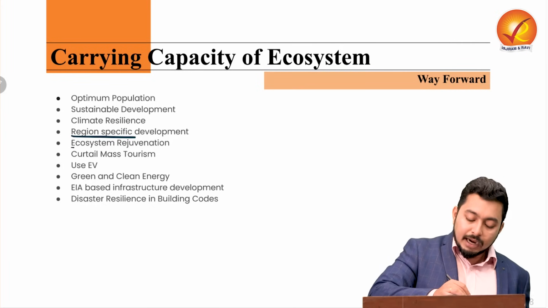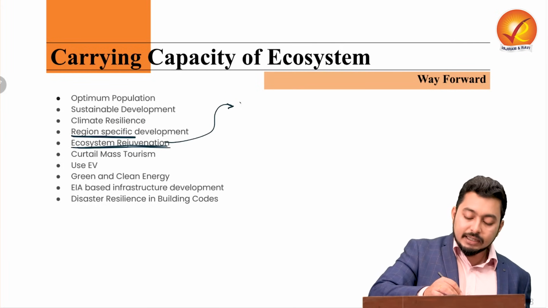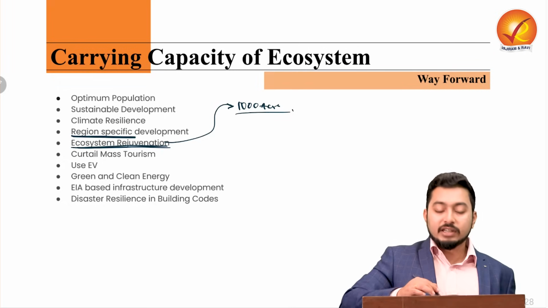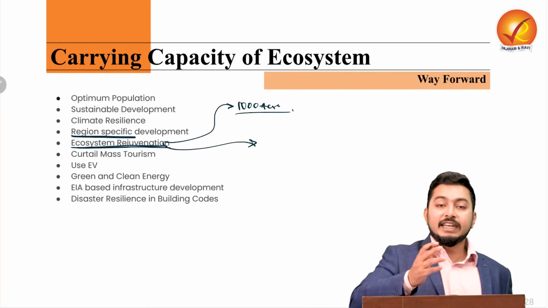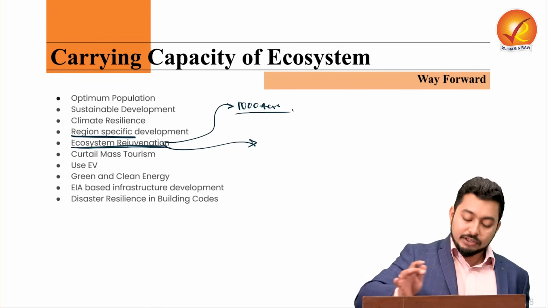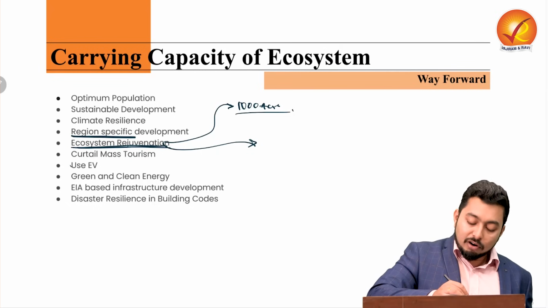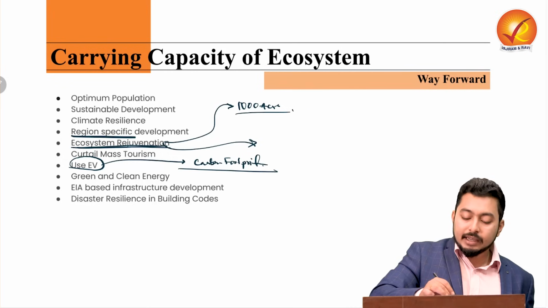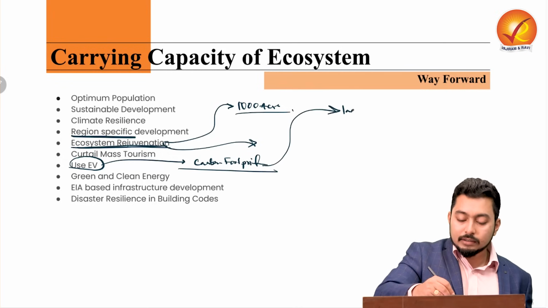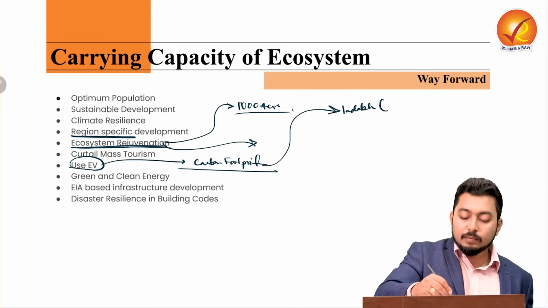And then the idea of ecosystem rejuvenation. Let's say 1,000 acres of forest have been deforested, so again go for rejuvenation of the same regions, rejuvenate them, maybe double the area of forest. Then use of electric vehicles to decrease the carbon footprint in the region. And we discussed the case study of Ladakh, the plastic bottle case study.